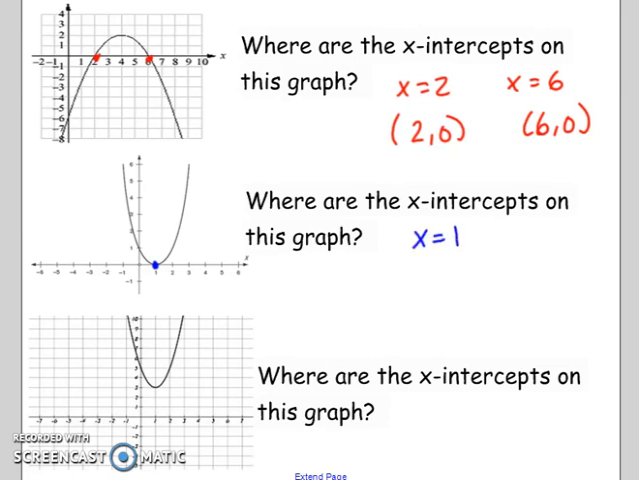We'll talk about that again later in coming chapters, but right now, that's all we need to know. The last one, where are the x-intercepts on this graph? It's free floating. Since it's free floating, it means that it's not touching the x-axis at all. So there are no x-intercepts in this case.